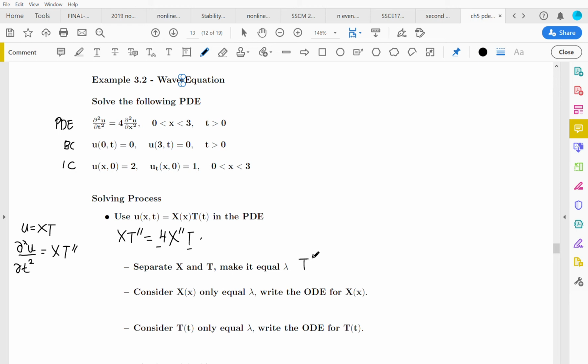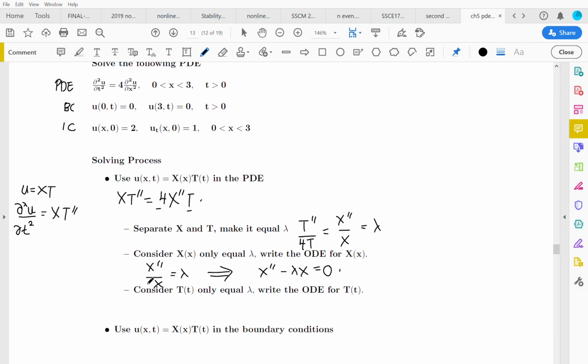So we have t double prime over 4t equal to x double prime over x equal to lambda. If we consider x only, we will have the ODE for x: x double prime over x equal to lambda. We will get the equation for x, x double prime minus lambda x equal to 0. And if we consider the equation for t only, we will have t double prime over 4t equal to lambda.